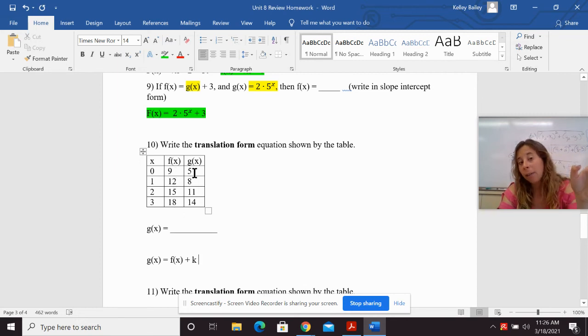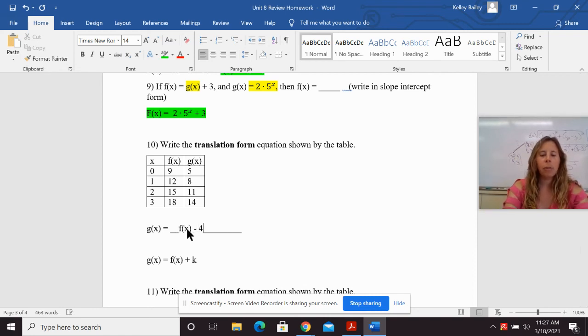From 9 to 5, I'm going down 4. From 12 to 8, down 4. From 15 to 11, I'm going down 4. From 18 to 14, down 4. So from f of x to g of x, I'm going down 4. Okay, so g of x is equal to f of x minus 4. That's all you need to put there.